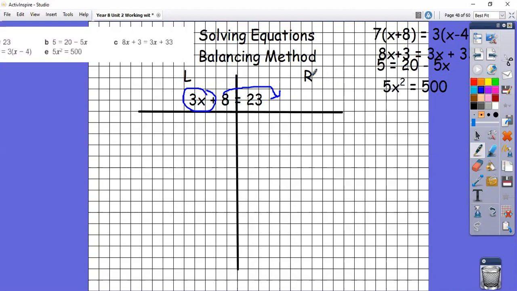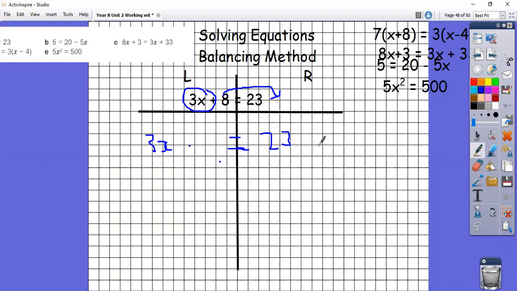Now remember, whenever I'm moving from one side to the other, either from left to right or right to left, it changes its sign. So I write it here: 3x plus 8 equals 23. And if I'm going to move this plus 8 to the other side, that's going to become a negative 8. I'm basically subtracting 8 from both sides. Remember, you've got to do the same to both sides.